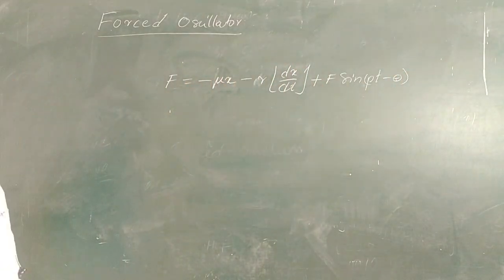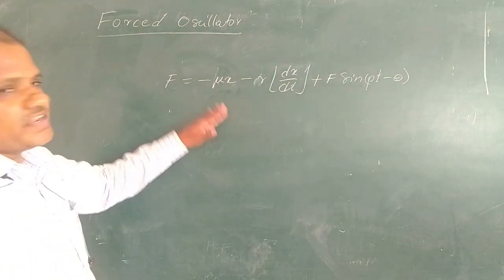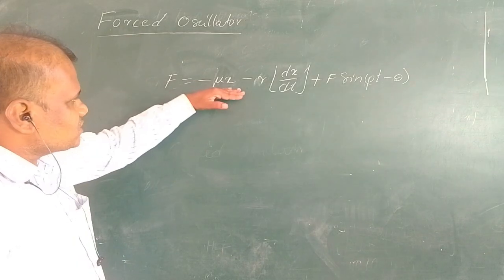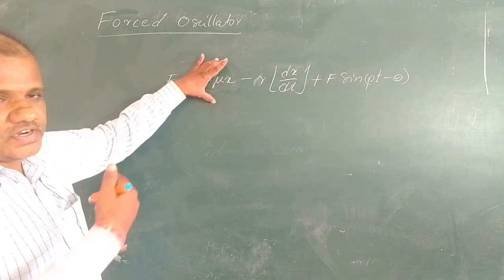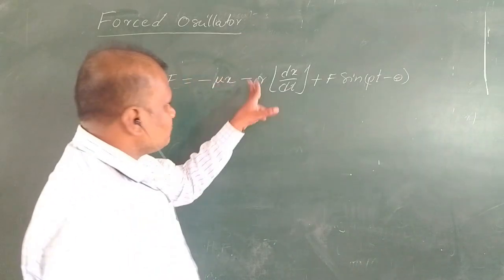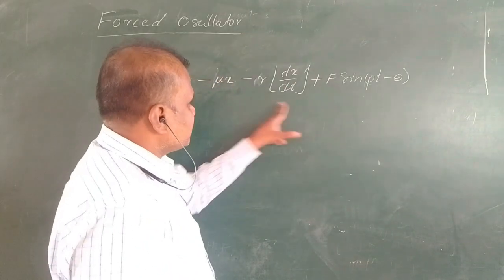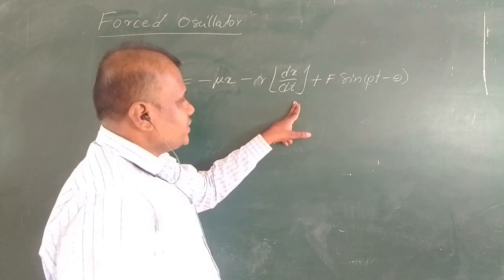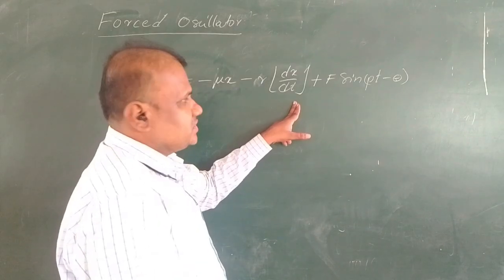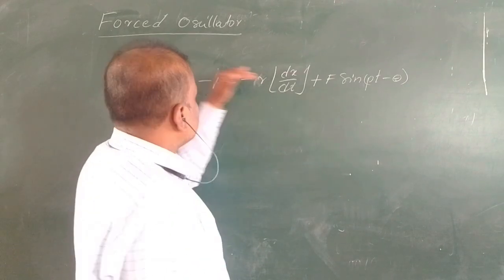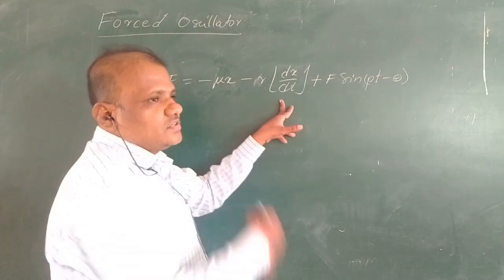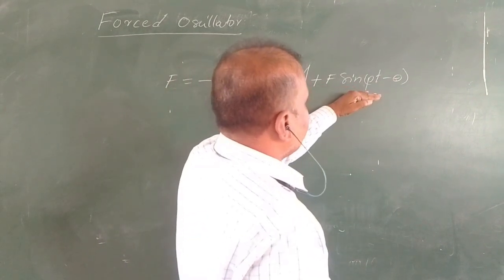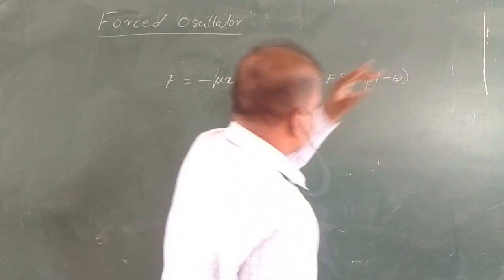The net force acting on the oscillator in the case of a forced oscillator: that is minus mu x, which is the force in the case of an undamped oscillator. Along with minus mu x comes the second term, which is the case of a damped oscillator. In order to improve the oscillations of a damped oscillator toward the undamped harmonic oscillator, we have to apply some external periodical force. That is given by the third term.